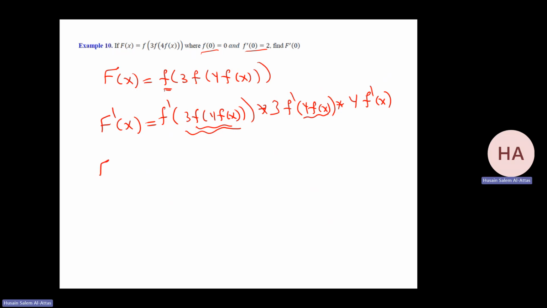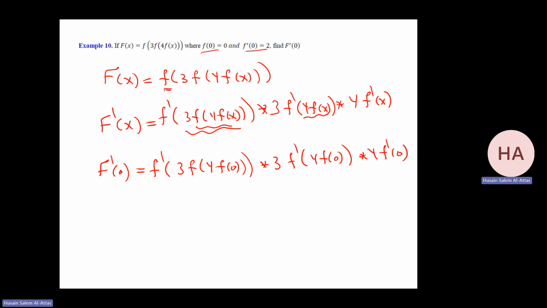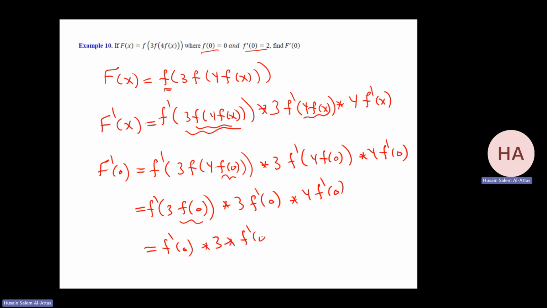Now what I want is capital F prime at 0. Just substitute. I have f prime at 3 f at 4 f at 0, times 3 f prime at 4 f at 0, times 4 f prime at 0. What is f at 0? It's 0. 4 times 0, so I have f prime at 3 f at 0 times 3 f prime at 0 times 4 f prime at 0. Now what is f at 0? 0. So I have f prime at 0 times 3 times f prime at 0 times 4 f prime at 0. So the answer is 12 f prime at 0 squared. So that will be 12. What is f prime at 0? 2.